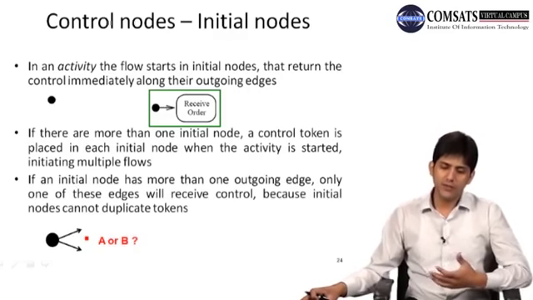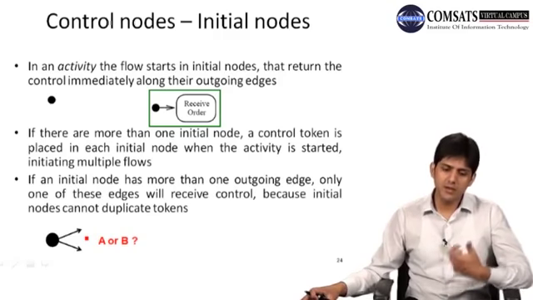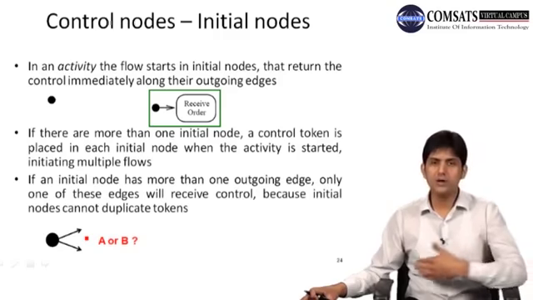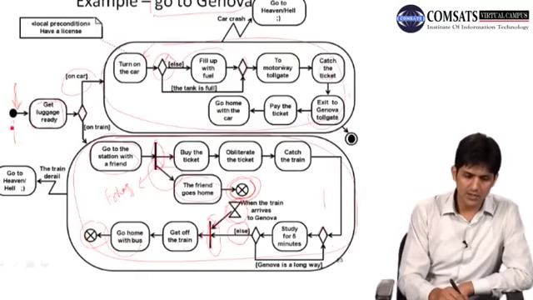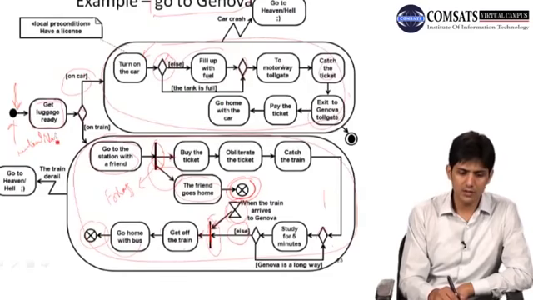In an activity, the flow starts in the initial node that returns the control immediately along its outgoing edges. So, for example, in the previous case, this was our initial node, and we can call it the control node.